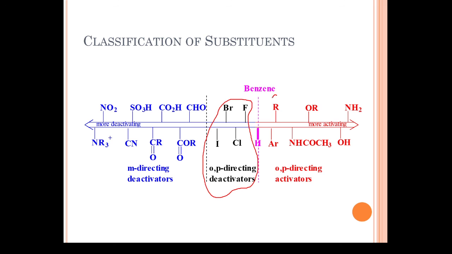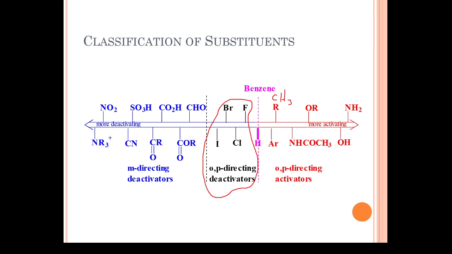So let's say this was CH3. Let me try to explain that a little bit better. Say that's CH3. Carbon is going to be attached to the ring. Carbon is more electronegative than hydrogen. It's an activator. Oxygen is going to be attached to the ring. It's more electronegative than carbon. It's going to be an activator. Nitrogen more electronegative than hydrogen. Oxygen more electronegative than hydrogen.